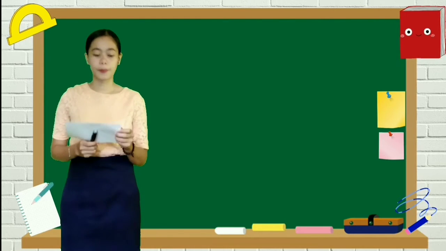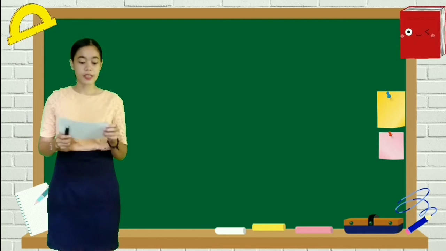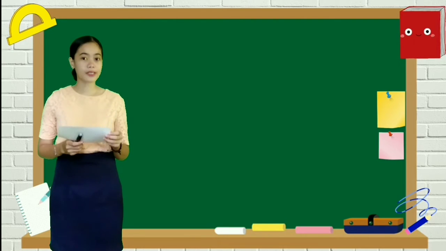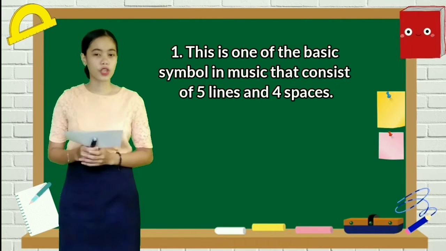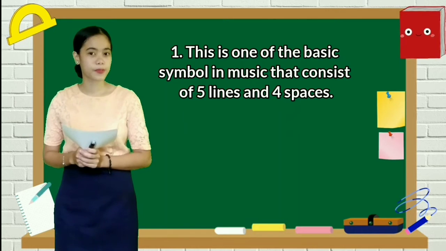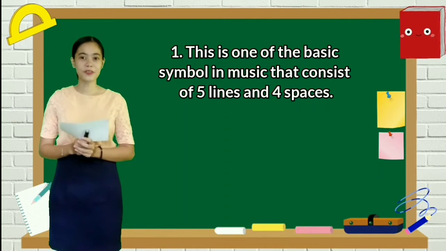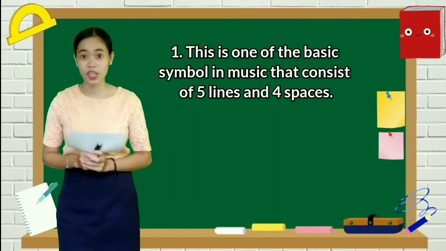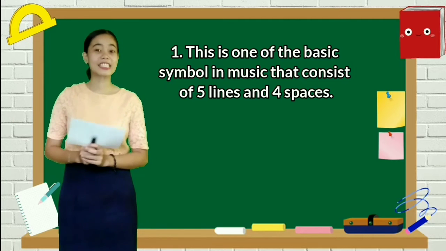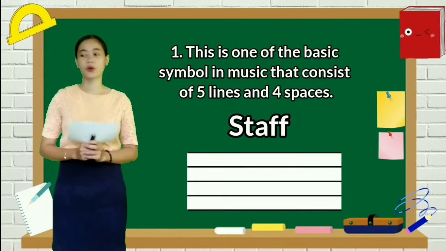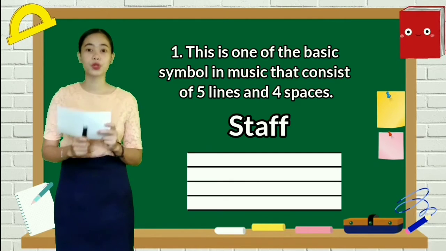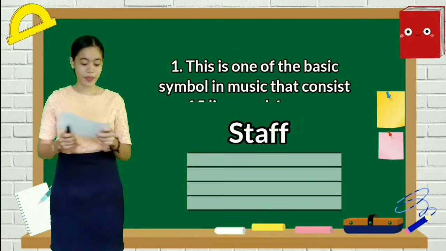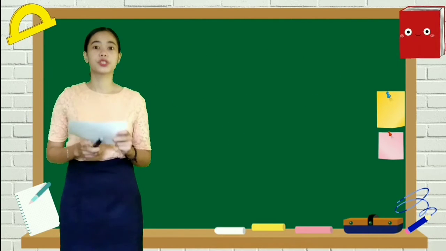So the first symbol is one of the basic symbols of music that has 5 lines and 4 spaces. What do you think the symbol is? Alright, do you have an answer? Okay, so what do you think is the answer? Do you think it's correct? Yes, the answer is staff. Alright, so all groups have the same answer. So you will get 1 note, which is equivalent to 3 points. Alright, let's go to the next.